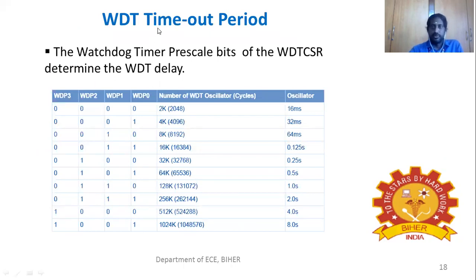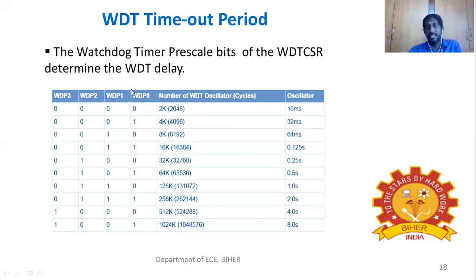So this is the watchdog timer timeout period. What we discussed about the timeout period: what is the watchdog timer timeout period? The watchdog timer prescale bits of the watchdog timer control register determine the delay in the watchdog timer. So what is the delay? The timeout period of a watchdog timer is decided based on the prescale bits.